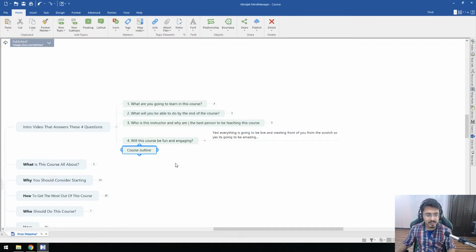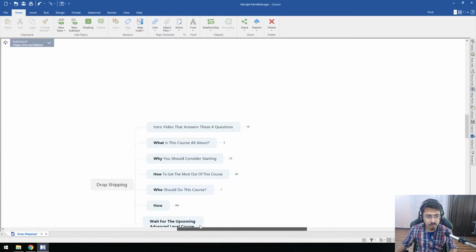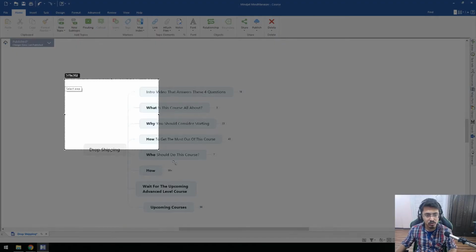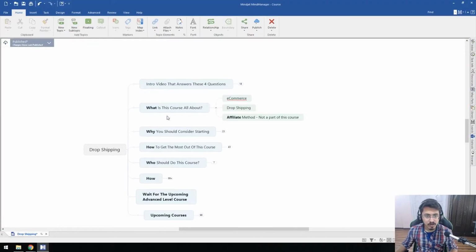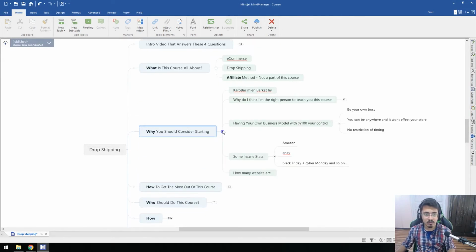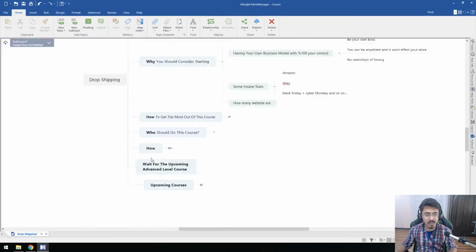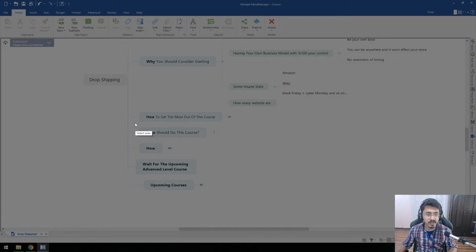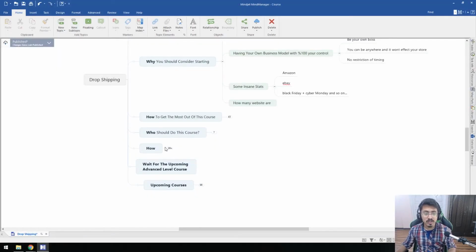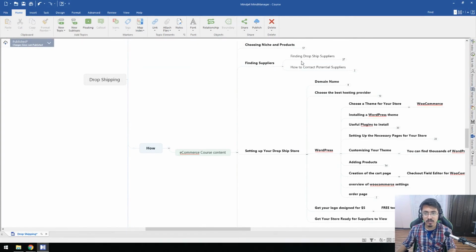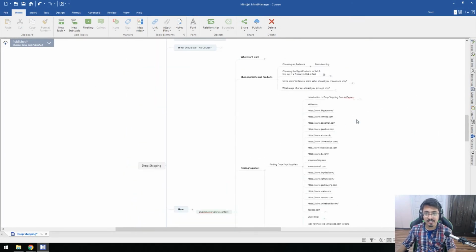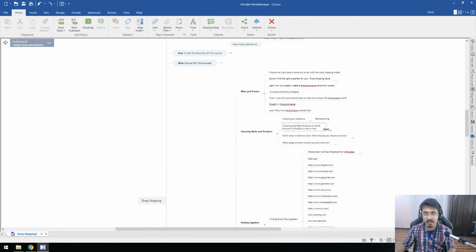So the course outline, the fifth one. I'm going to show you the basics. This is the course mind map that we will be following. So what is this course all about? In this section, I will be covering what you will be learning, who should consider starting out, how to get the most out of this course, who should do this course, and the whole process, and how much and what things are going to be necessary. As you can see, this is really deep and really engaging.